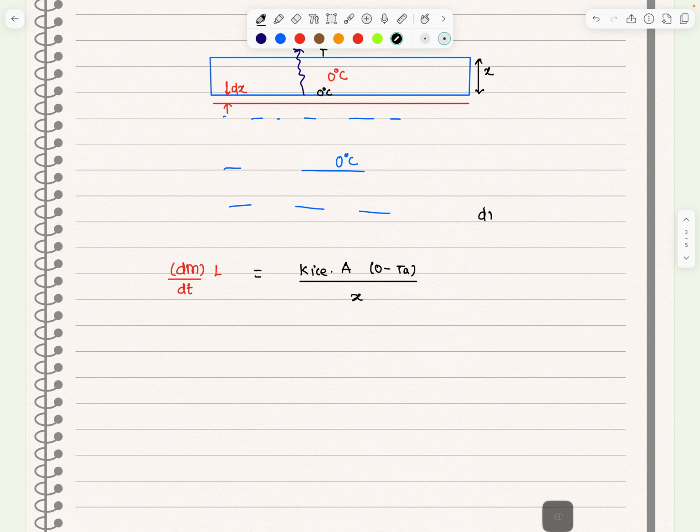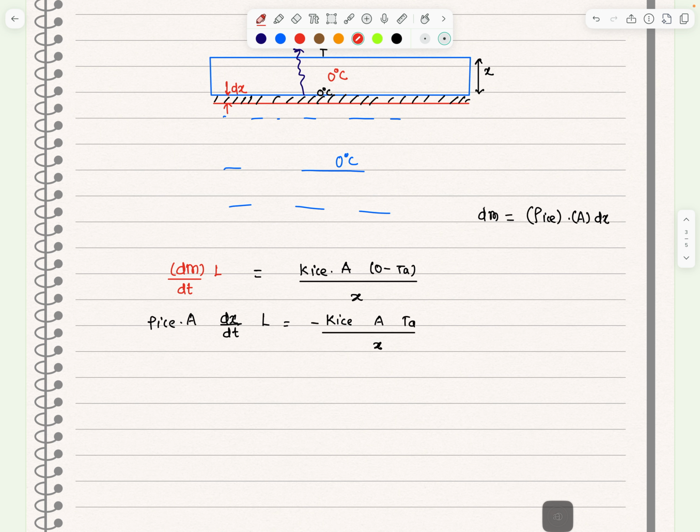Now what can we write for dm? dm is basically this mass. So what will dm be? Density of ice which will form into, sorry, not density into specific heat. My mistake. Density into volume, and volume we can write as area into dx. Let's write this part. So density of ice into area into dx by dt into latent heat of fusion, equals K of ice into area into minus Ta by x.